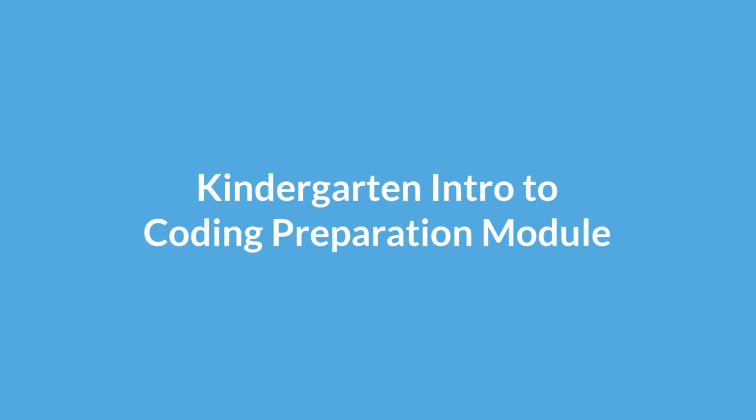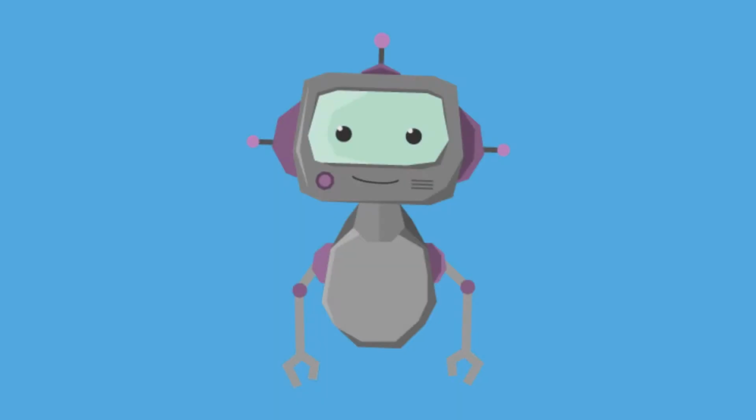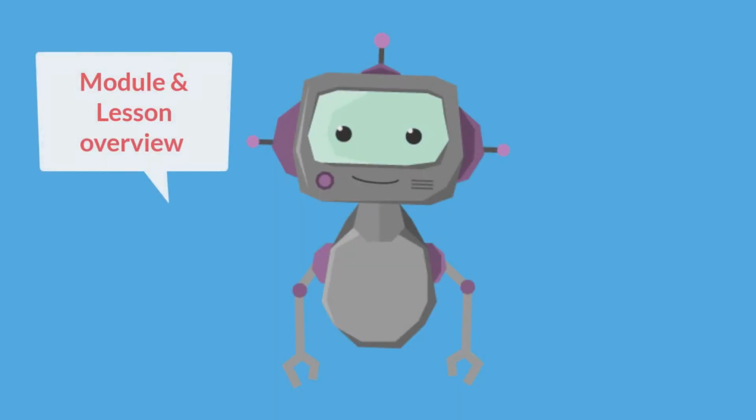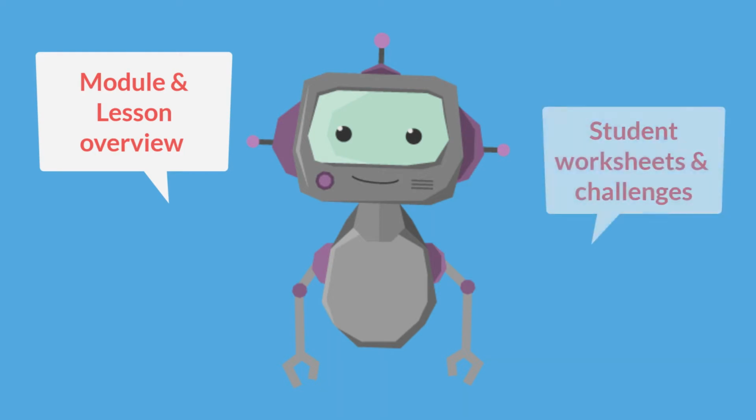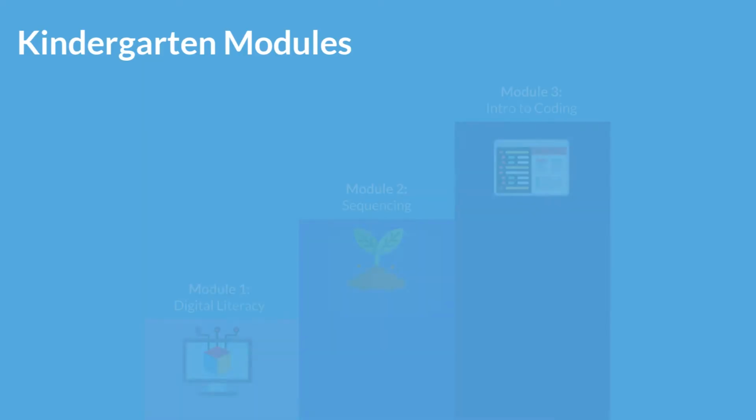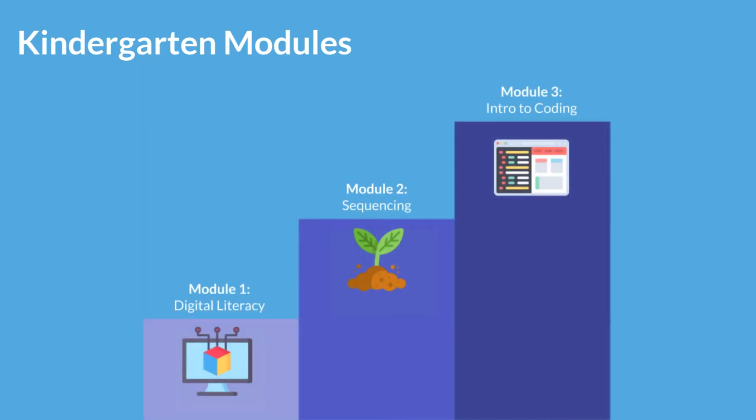Welcome to the Kindergarten Introduction to Coding Preparation module. This module is meant to give an overview of the 10 lessons in the Kindergarten Intro to Coding student module and give you opportunities to experience challenges that your students will complete. This is the last module in the kindergarten coding sequence.